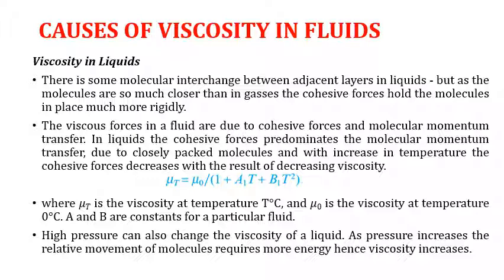So the expression over here is given for mu t, the viscosity at any temperature t degrees centigrade, where mu naught is the viscosity at 0 degrees centigrade. It depends upon the denominator, the factors a and b, which are constants for the particular fluid. So with an increase of temperature, the viscosity of liquids decreases.